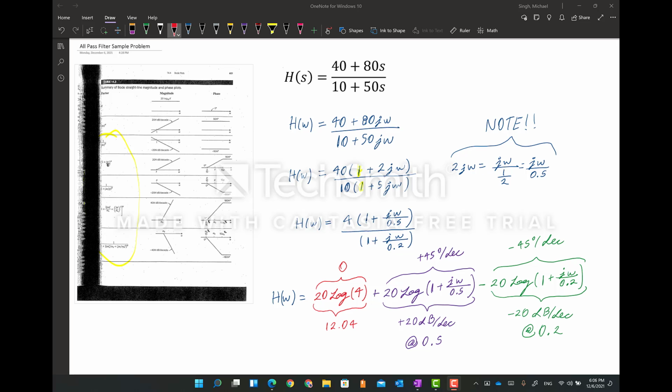Okay, so the first thing we're going to do is rewrite our H of s transfer function equation in terms of H of omega. So we're just going to replace the s's that we see with the j omegas. That's going to be the first step, pretty simple.